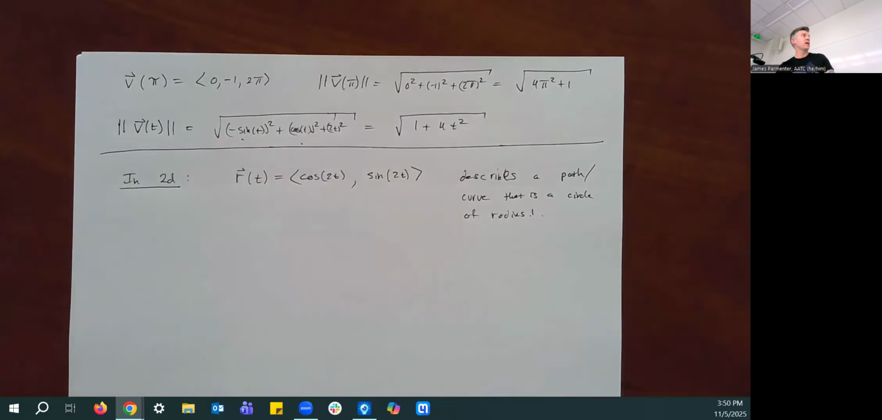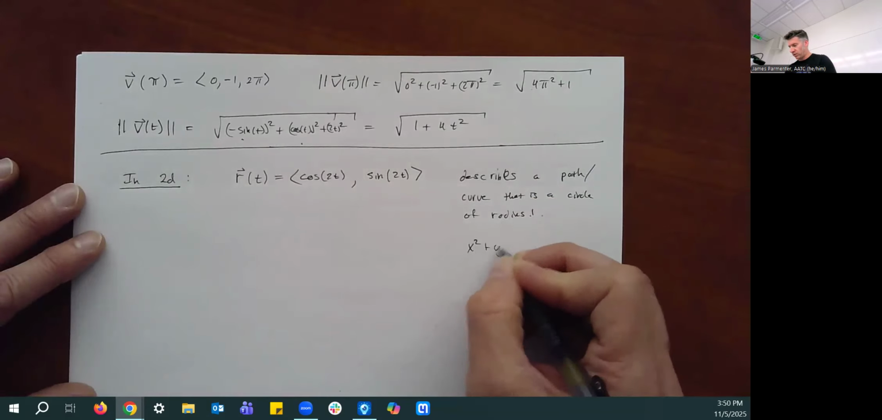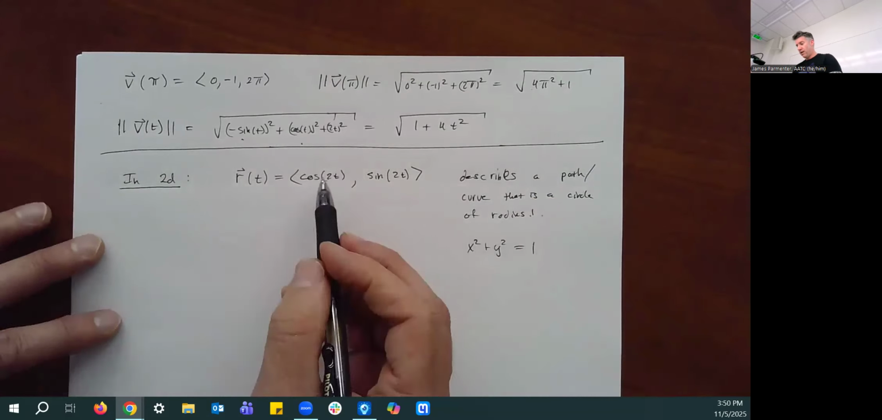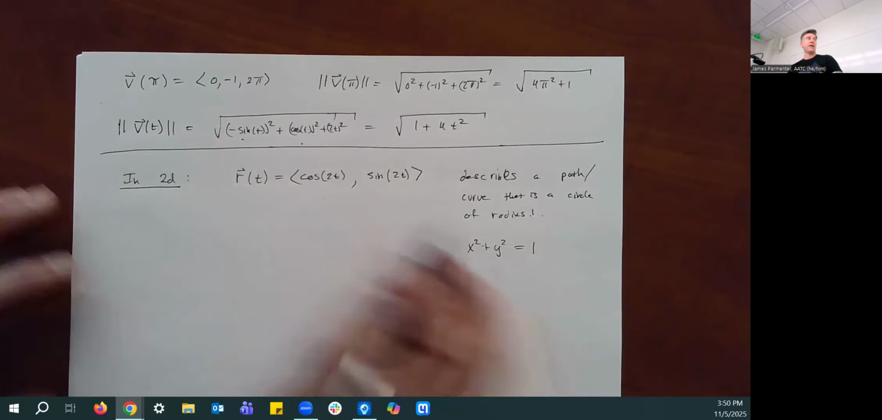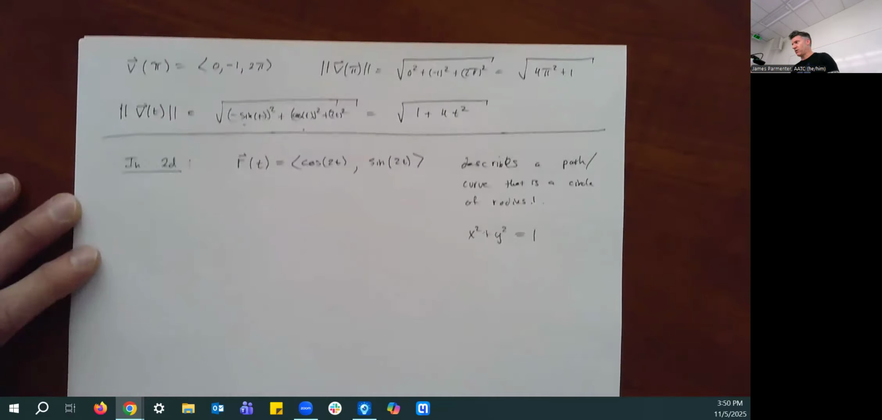How do you know it's 1? Because if you looked at the equation for the circle of radius 1, which is x squared plus y squared equal to 1, and plugged in cosine for x and sine for y, it would satisfy that equation. But that's not really what we're here to talk about.